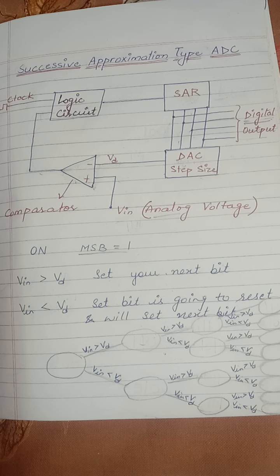Our today's topic is Successive Approximation Type Analog to Digital Converter. I have also explained the other types of analog to digital and digital to analog converters in my previous lectures. You can check the links given in the description box. So let's start with today's topic, that is a successive approximation type analog to digital converter.